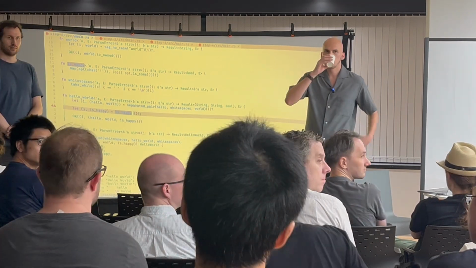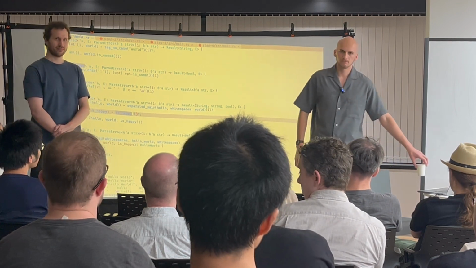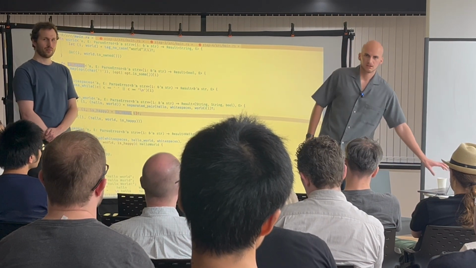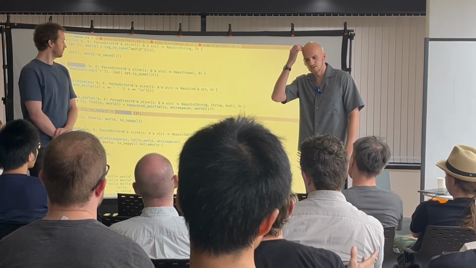Next question. In the Rust ecosystem, there are several parser combinator libraries that are kind of competing with each other. Have you used any of the others? And if so, which one, or why do you prefer NOM? Or do you prefer another one?